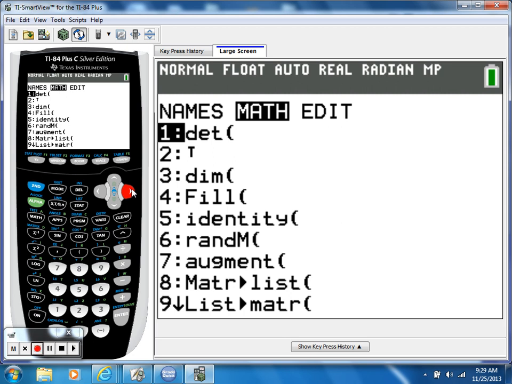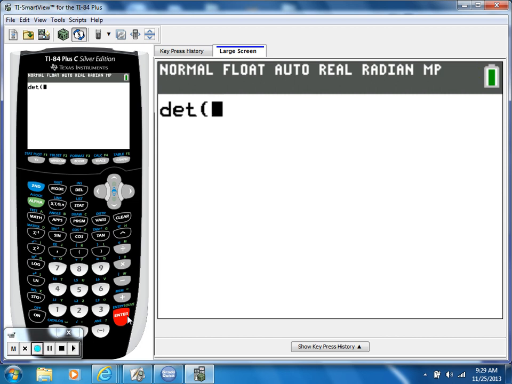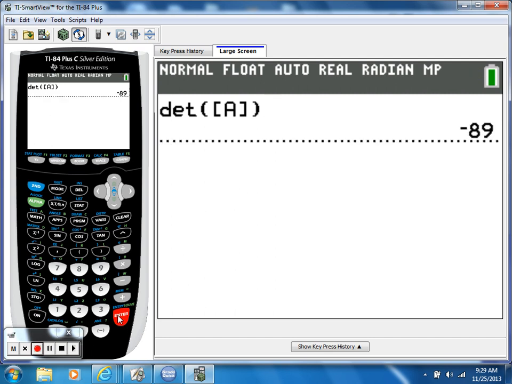So we're going to click enter on it. And it's saying, well, what do you want to take the determinant of? So we need to tell it matrix A. So we're going to go back to matrix again and click enter on letter A. So now, I'm actually telling the calculator, go ahead and find the determinant of A. And if I click enter, it does it for me, and it gets -89. Any questions? Your calculator does a great thing with that, finding that determinant.